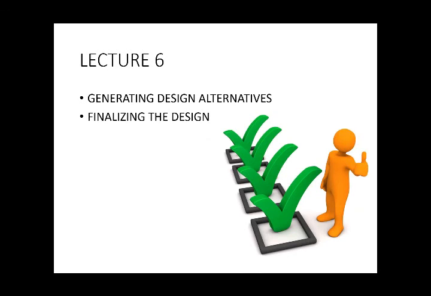Now, in today's lecture, you will see the different methods by which we can generate design alternatives, and finally after we get the different solutions, we need to finalize one of the solutions. So we cannot go ahead with all the solutions, so we evaluate these possible design solutions and then select the best possible solution from among this set of solutions. So we select one solution and then we finalize that solution. That is known as finalizing the design.